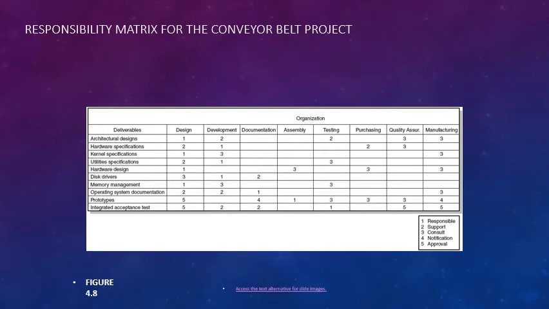Here's another example: responsible, support, consult, notify, approval. So some of your stakeholders are going to be involved in here depending on what role they play along the way. If we look at this, architectural design is a 1, so they're responsible. Development is a 2, they're going to support. Testing is a 2, they're also going to support, because probably once it's designed, the testing is going to make sure it actually works. And then quality assurance is going to be consulted to make sure it meets all the standards, depending on what industry you're in.